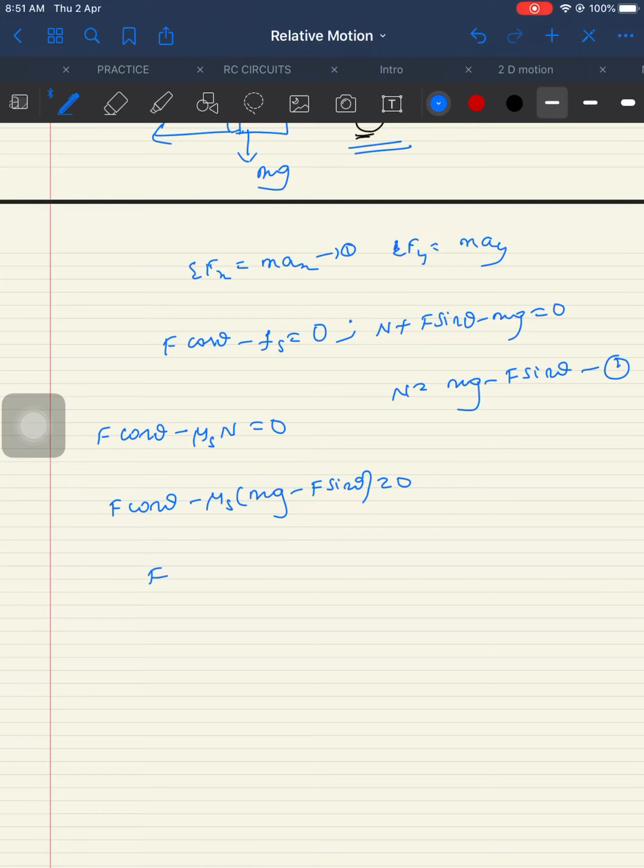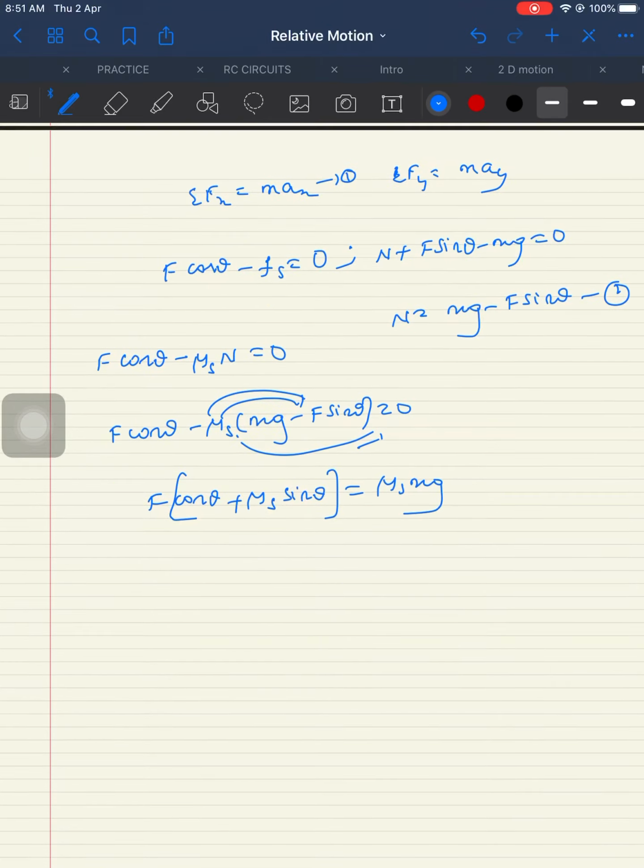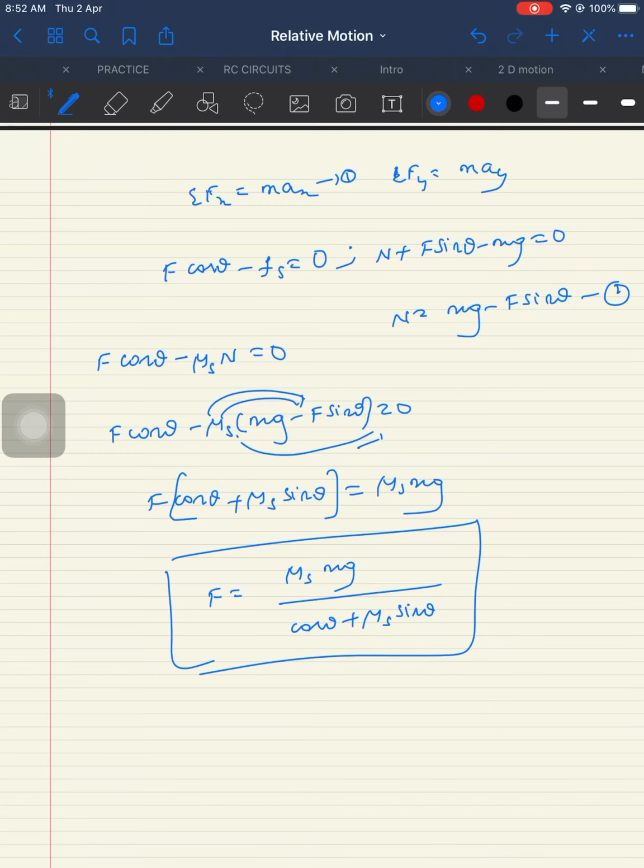Taking F as a common factor, F cos theta, and minus mu s going inside becomes plus mu s sin theta. And the mu s mg goes to the other side, it becomes plus. Then F is equal to mu s mg over cos theta plus mu s sin theta. This is the minimum force required to move the block.